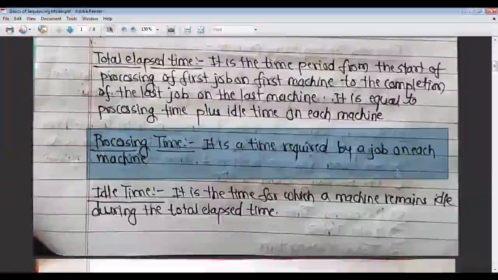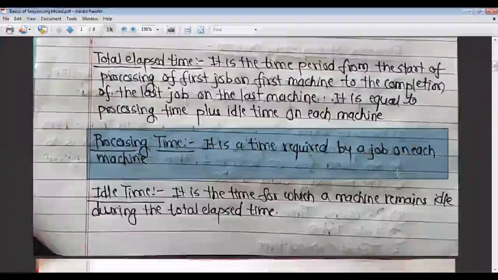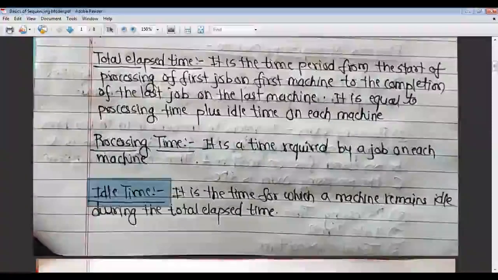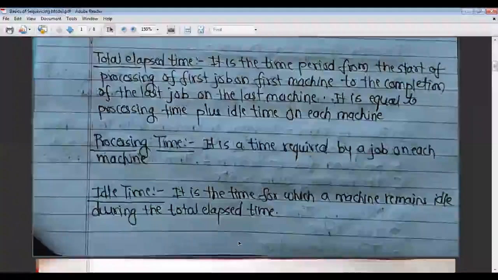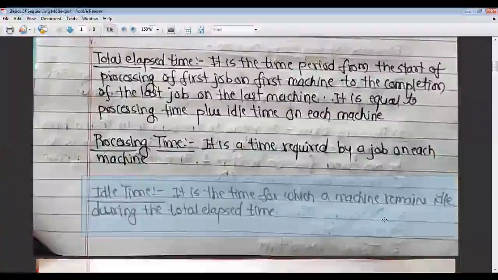So if we consider any job, it will be requiring some time on a particular machine. That time is nothing but the processing time. We have also come across one of the terminologies, that is the idle time. And what is the meaning of the idle time? It is the time for which the machine remains idle during the total elapsed time.